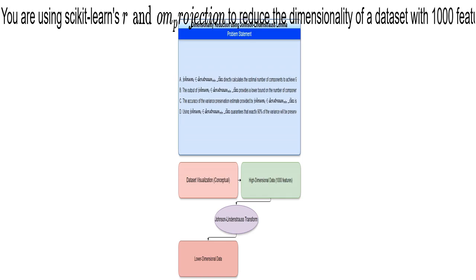Let's talk about whether using more components than the minimum suggested by Johnson-Lindenstrauss is a waste. I'd say it's not always wasteful. While the function provides a lower bound, going above it can sometimes be helpful. Think of it this way, the lower bound is a safety net. Going slightly above it can give you some extra insurance, resulting in better variance preservation, especially if your data doesn't perfectly follow the assumptions of the Johnson-Lindenstrauss lemma. It depends on the situation.